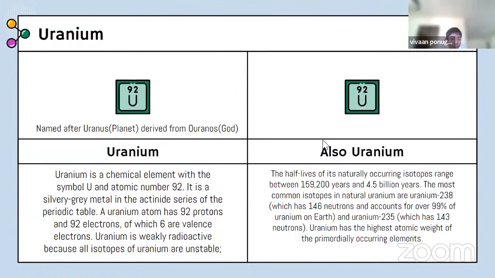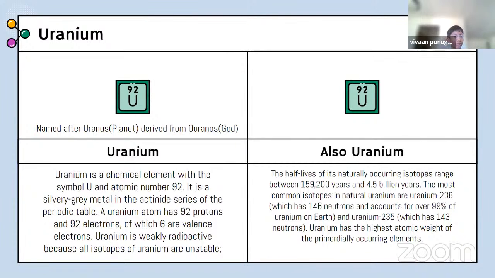Yeah, uranium. Oh, okay, uranium, named after the planet Uranus, derived from Uranus, the god. He's the god of the sky. Uranium is a chemical element with the symbol U and atomic number 92. It is a silvery gray metal in the actinide series, like thorium, on the periodic table.